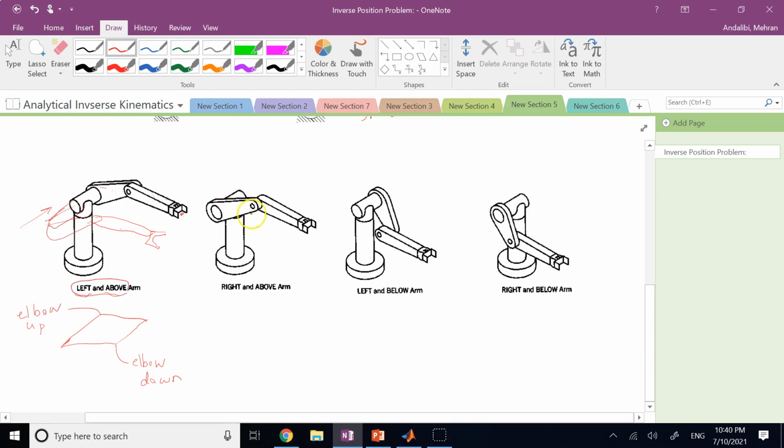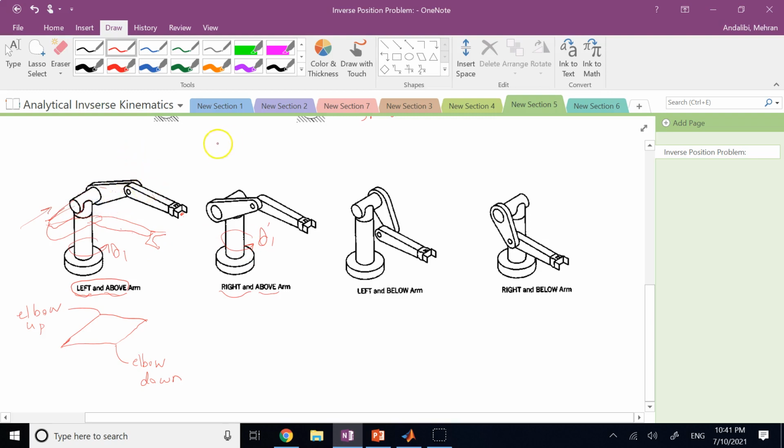Another way is the arm and the forearm comes to the right side of the shoulder, so we call it right. Still the elbow is up, so we call it right and above. Now pay attention that this theta 1, and this is also another theta 1, maybe this one you can call theta 1 prime. Theta 1 prime and theta 1 are not basically the same thing, plus and minus 180. They are not. Because remember, you have a shoulder.